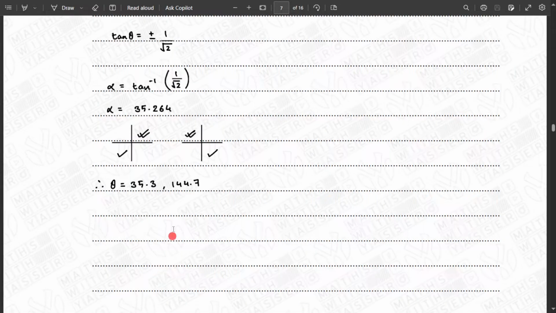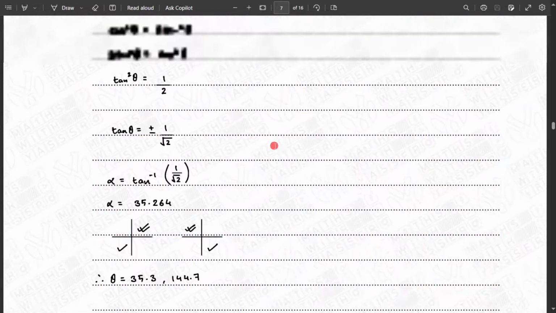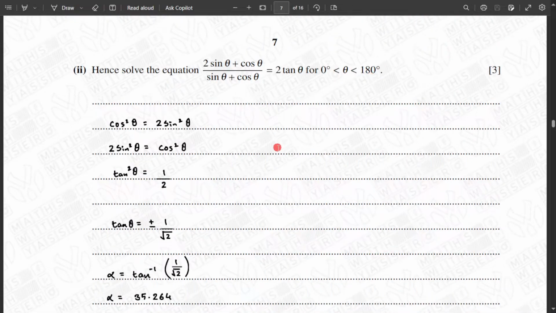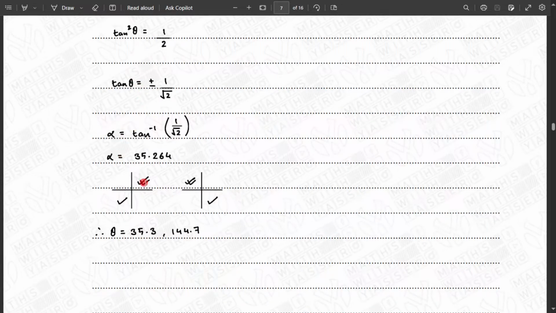Now let's figure out where positive tan lies. Positive tan lies in the first quadrant and the third quadrant, and negative tan lies in the second quadrant and fourth quadrant. So since our limit for theta is between 0 and 180, that means we can only take the first quadrant and the second quadrant. In the first quadrant, the actual angle will be the basic angle, which is 35.3, and in the second quadrant, it will be 180 minus the basic angle, which is 144.7.